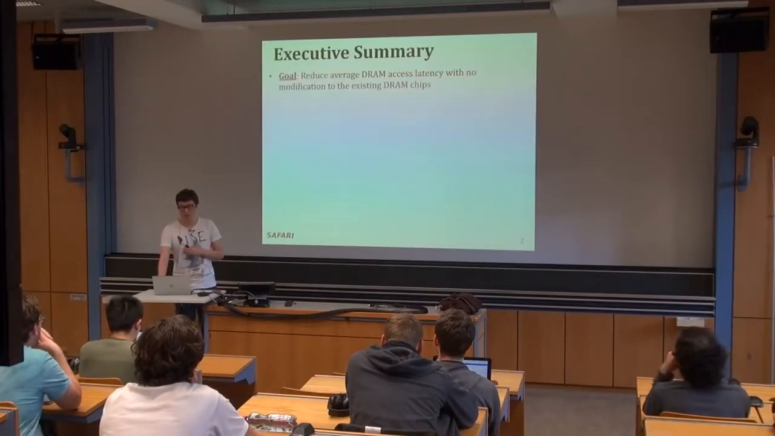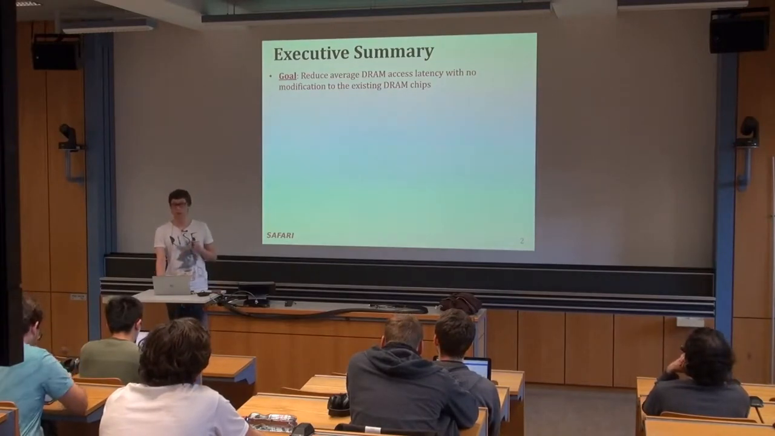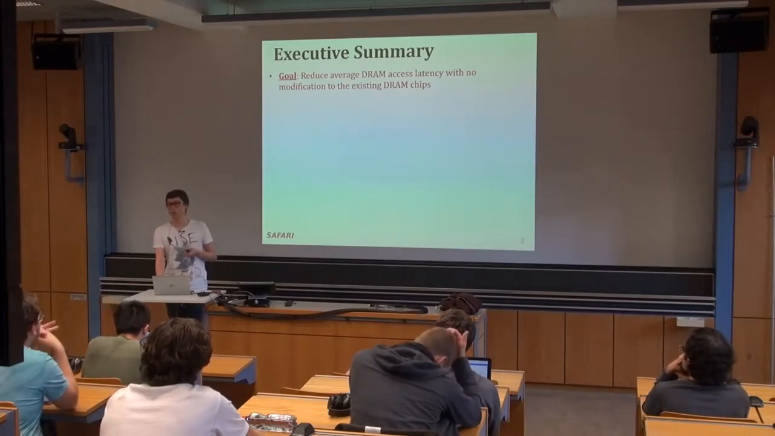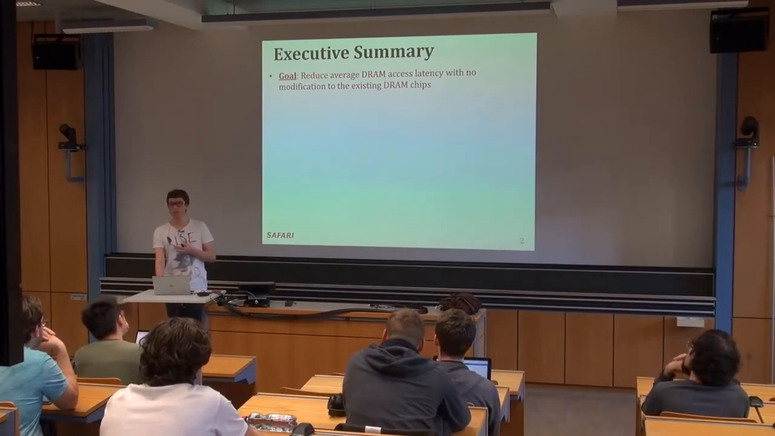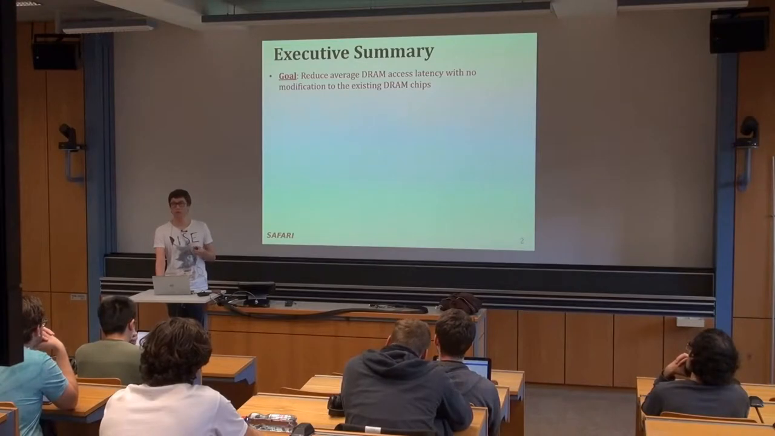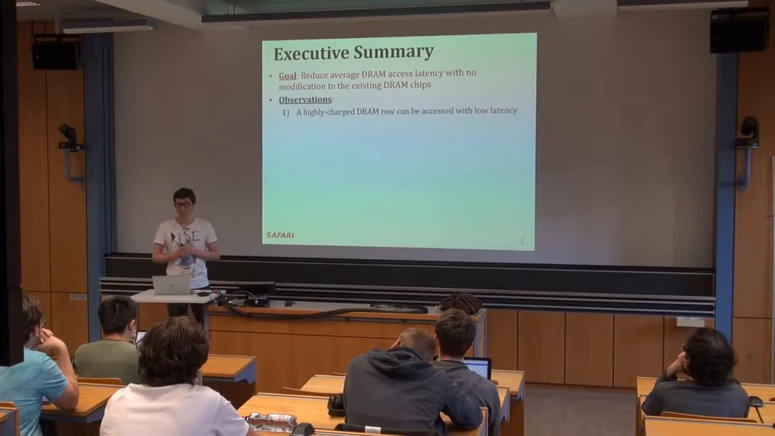So let me start with a quick summary. The goal of this work is to reduce DRAM access latency without making any modifications in the DRAM chip. And the reason is that it's difficult to change DRAM chips, right? Any changes in the DRAM chip, which is not like conventional CMOS logic, may introduce a lot of overhead, especially if you try to add some logic. So we have three observations, I believe, that we exploit to reduce DRAM latency.